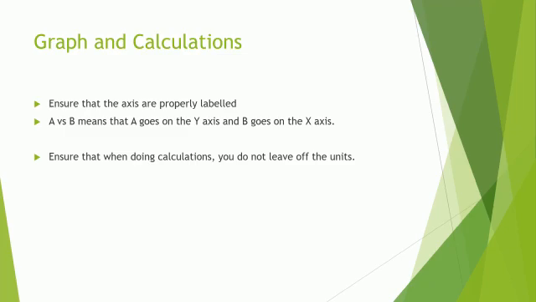A lot of persons tend to lose marks on graphs simply because they don't label their axes properly. So when doing your graph, ensure that the axes are properly labeled. If you're plotting a graph of, say, A versus B, that means that A goes on the y-axis and B goes on the x-axis, right?